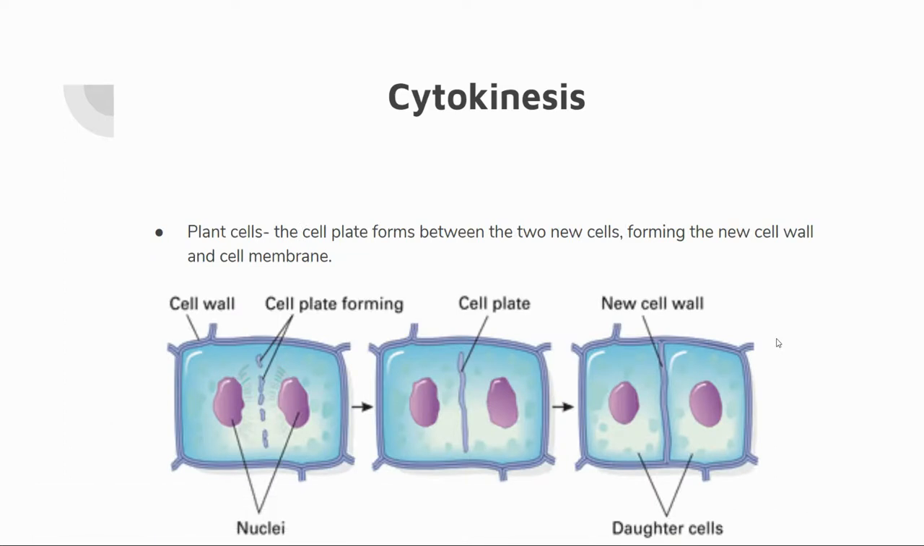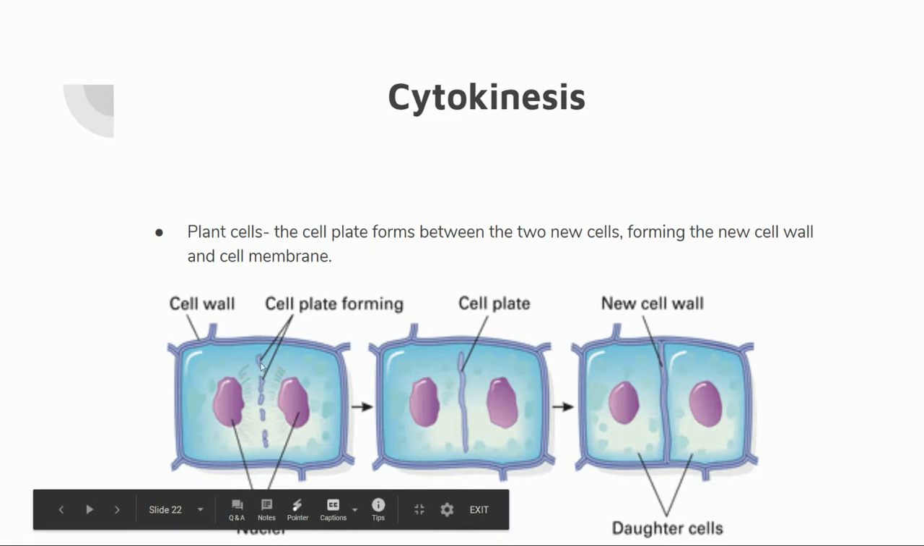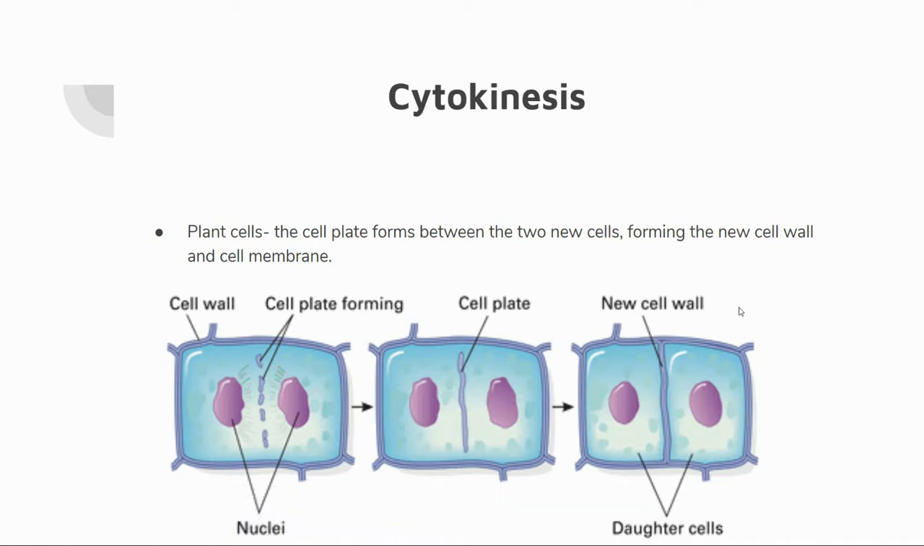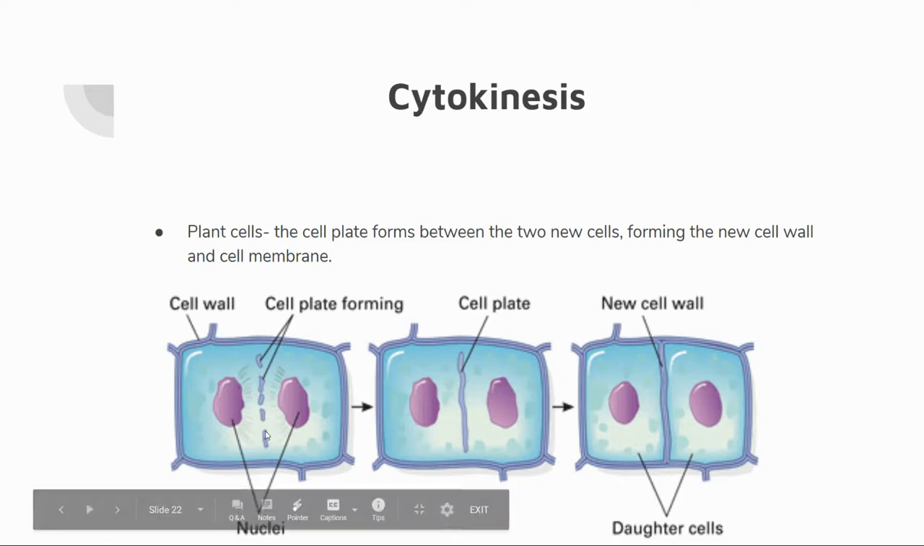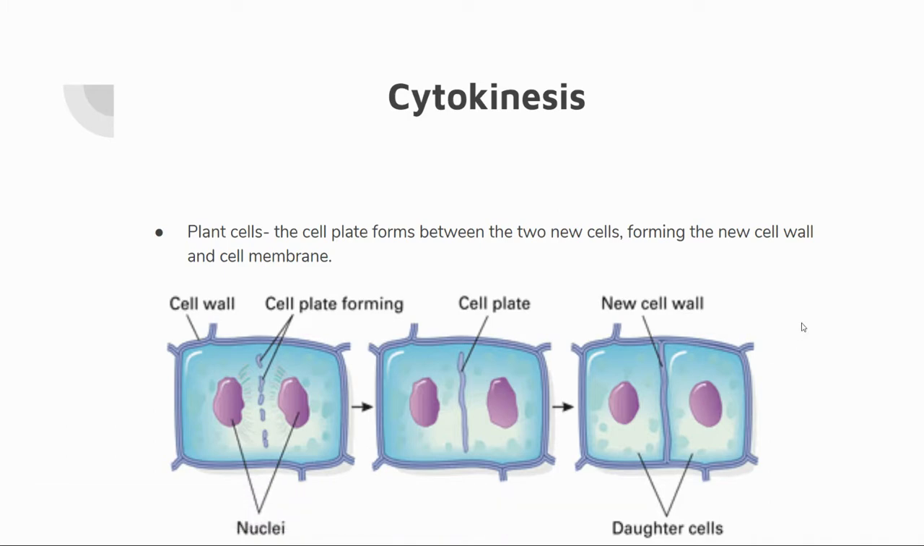In plant cells, a cell plate is going to form in between the two new cells. And the reason for this is because of the cell wall. Okay, the cell wall is not going to pinch in two. Remember, it's a harder structure that gives support and stability to plants. So a cell plate is going to be formed in between the two new cells in plant cells. And that is important to remember.